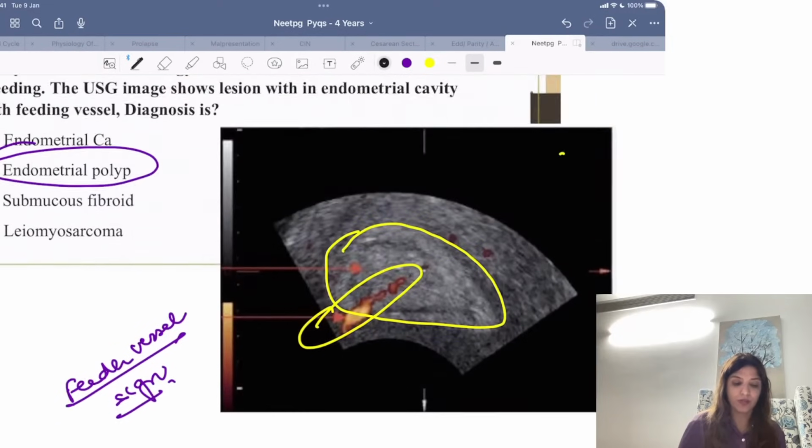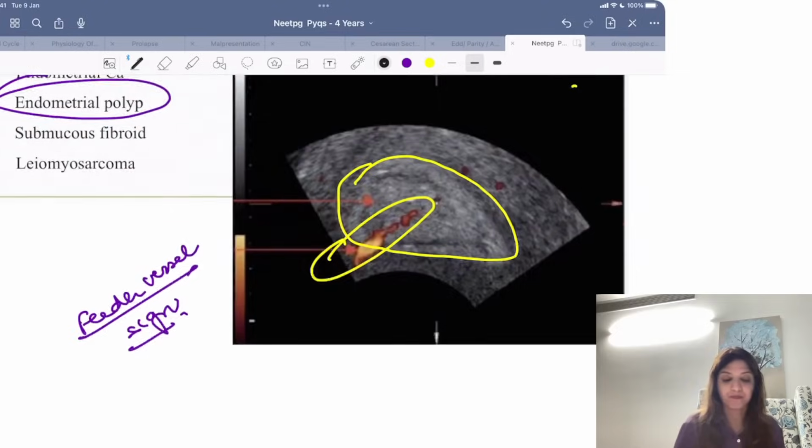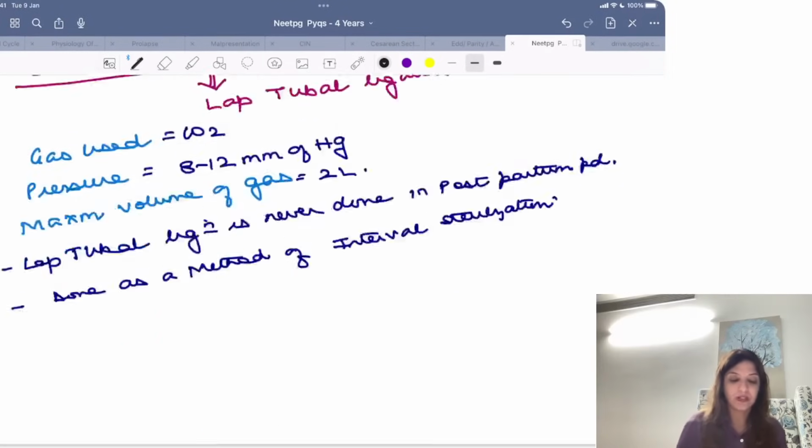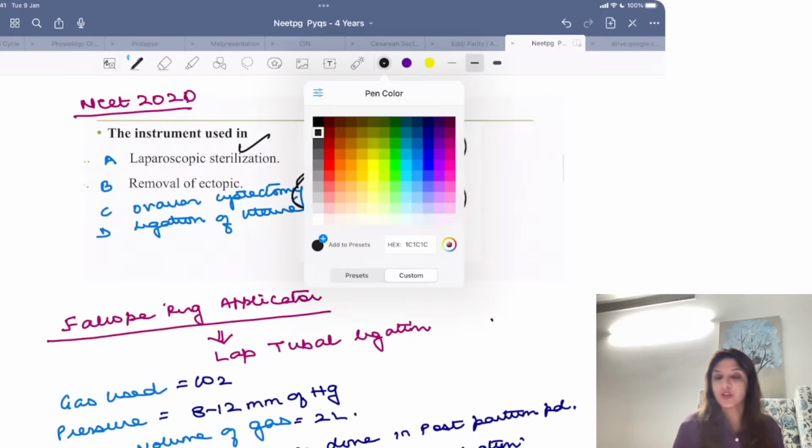Who had answered C over here? It is not a submucous fibroid, beta. Do you see a vessel going up till the center? So just now I told you if a vessel goes up till the center, that is a polyp. It is not a fibroid. In fibroid you are going to get peripheral blood vessels. Okay. So this instrument was for laparoscopic sterilization, right?